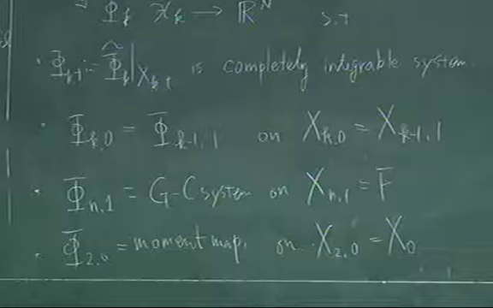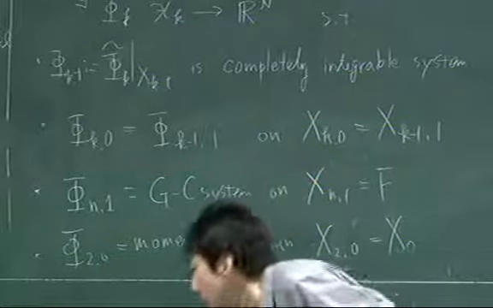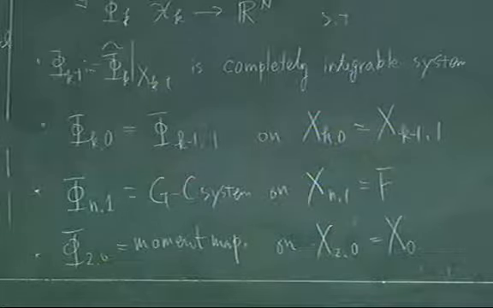So phi tilde gives a family of completely integrable systems connecting the Gelfand-Cetlin system and the moment map on the toric variety. This is the first part of the statement.